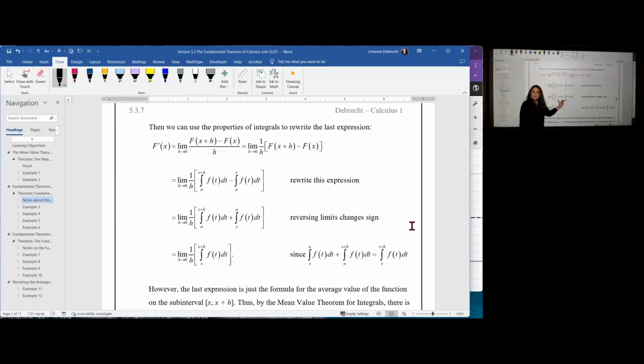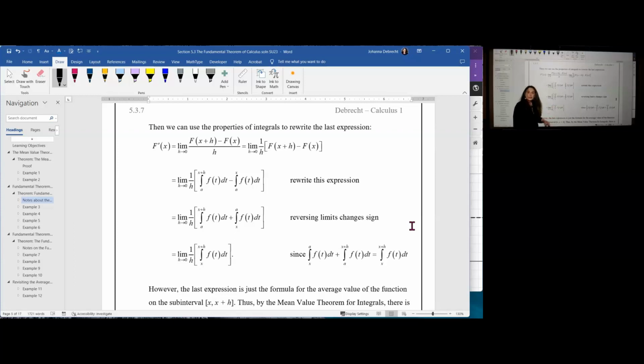Now, when you look at this, it may be a little bit confusing because the order is a bit backwards. So I wrote it forwards for you here. We have a property of integrals that says if I have the integral from x to a plus the integral from a to x plus h of the same integrand, then I can combine them since the a's are the same constant and rewrite it as the integral from x to x plus h of f of t dt. And I get the expression that you see here.